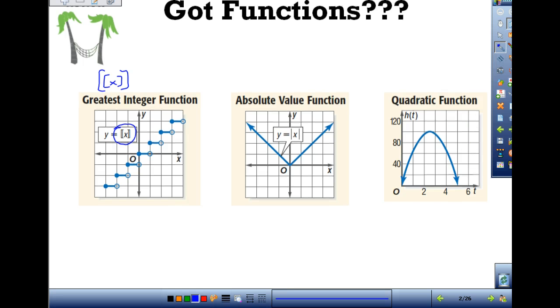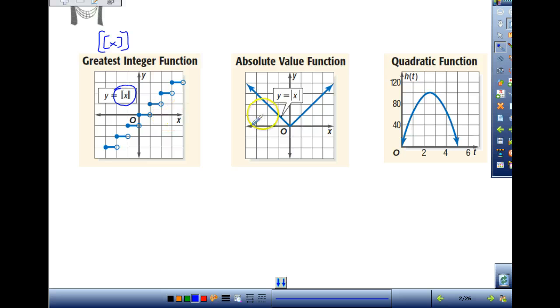These are the main functions we looked at earlier in the year. We started with these two right here, and then we went quadratic for a while. Step functions are the greatest integer function. What does that mean? Okay. So we're doing like a T-chart, let's say, like X and Y. We can do this for every graph.